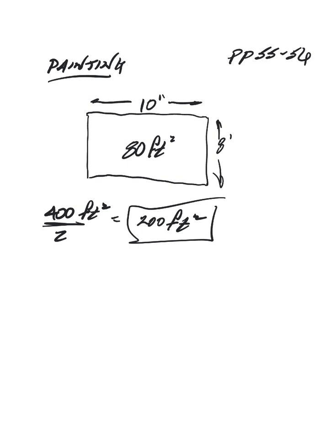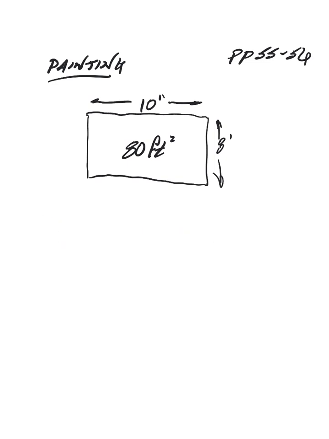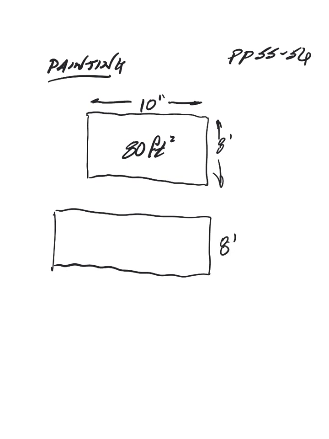So let's look at this one wall here, and it's 8 foot by 10. And let's look at what the other wall looks like. Let's say that it's 8 feet by 16. Well, that would be 128 square feet. Okay, and as you paint more and more of the walls, you're going to have more and more square feet.